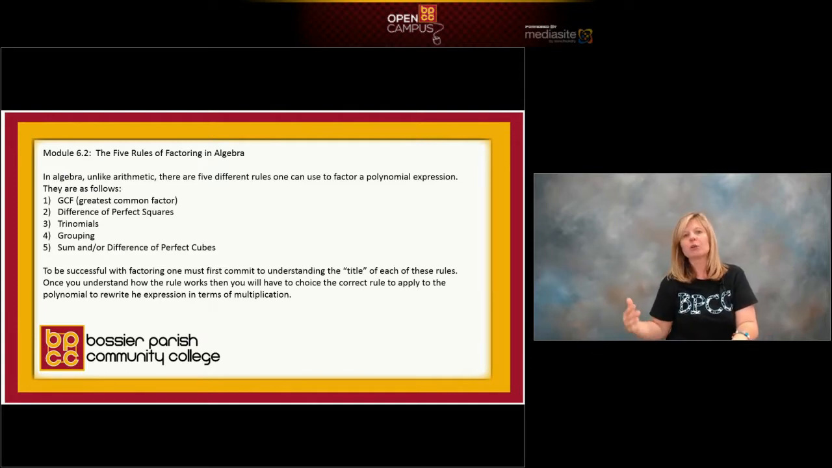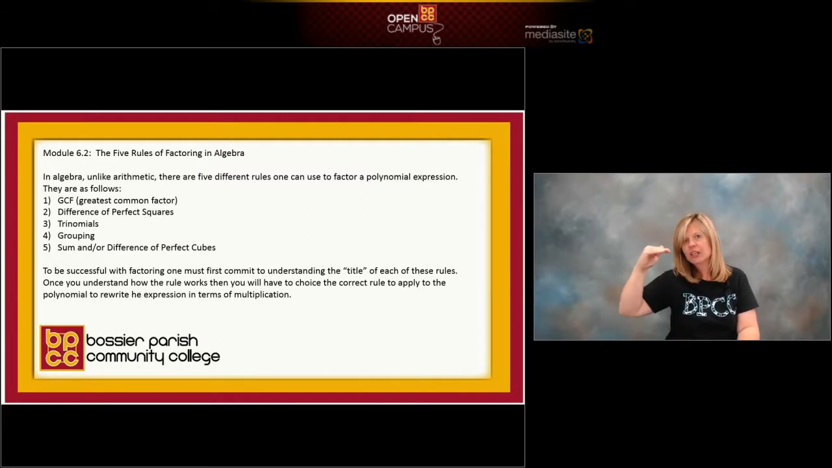Now, if your polynomial expression only has 2 terms, which we know is called a binomial, then you would go to rule 2, which is called difference of perfect squares. So only if you have 2 terms can you use that rule. If your polynomial expression had 3 terms, what do we call that? That's called a trinomial expression. So if your polynomial expression had 3 terms, you would do the trinomial rule of factoring. If your polynomial expression has 4 terms, then we would use the grouping rule of factoring. So there's a reason why they're in that order.